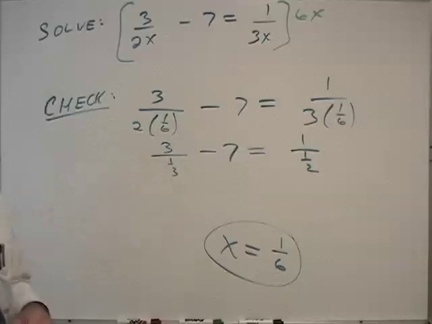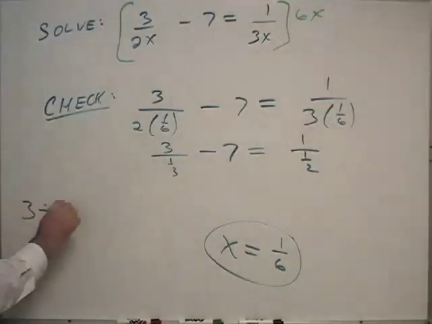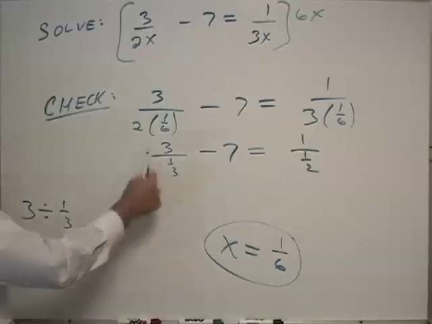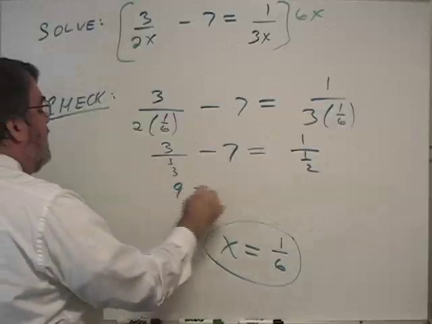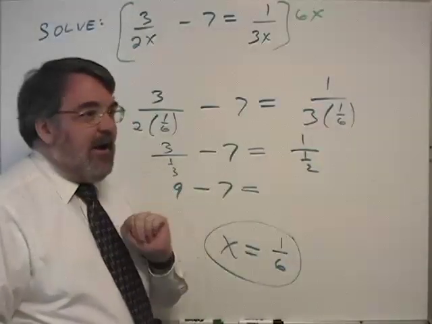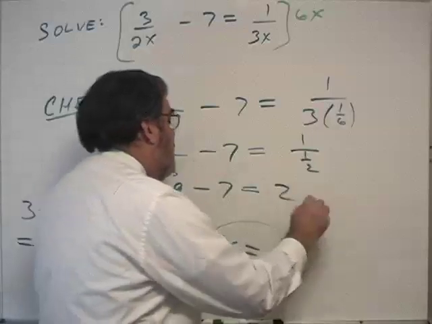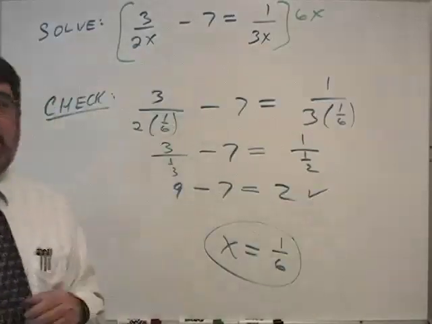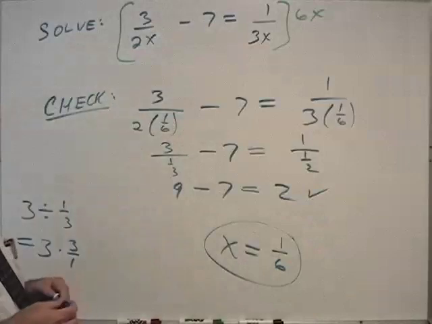Now, what is 3 divided by 1/3? We invert and multiply. It's the same as 3 times 3 over 1, which is 9. So this number here is 9. 9 minus 7 is, and if you divide 1 into halves, there are 2 halves. 9 minus 7 is 2. So our answer is correct. x equals 1/6.